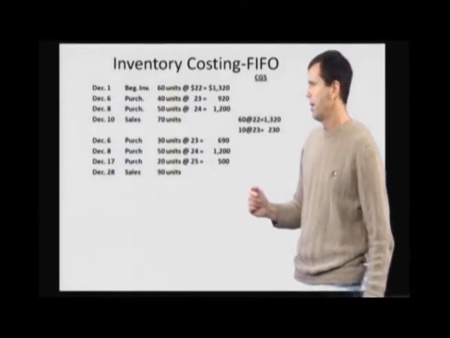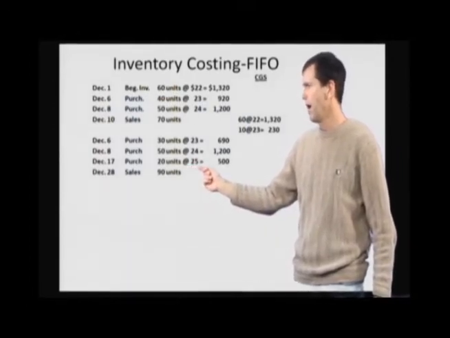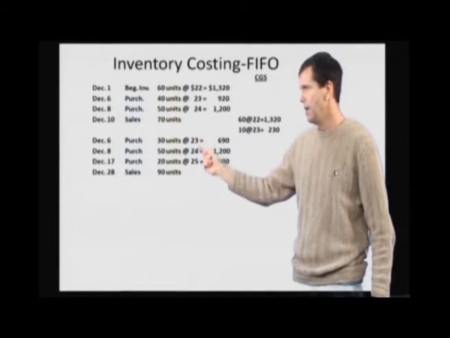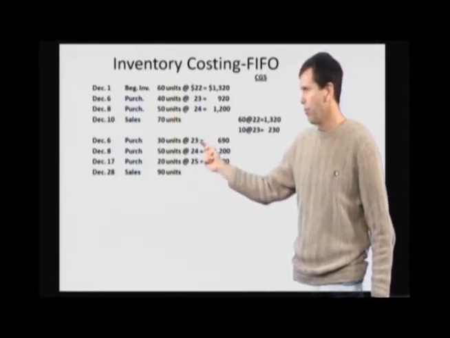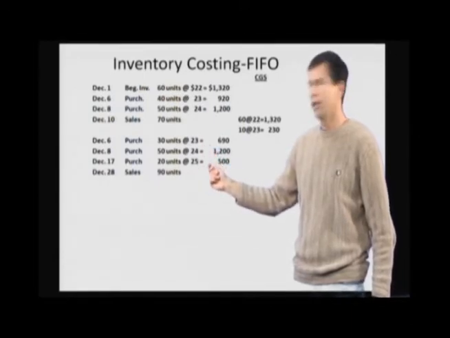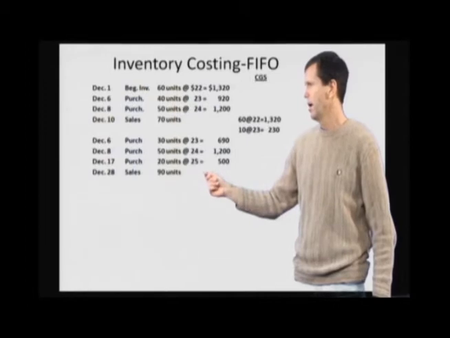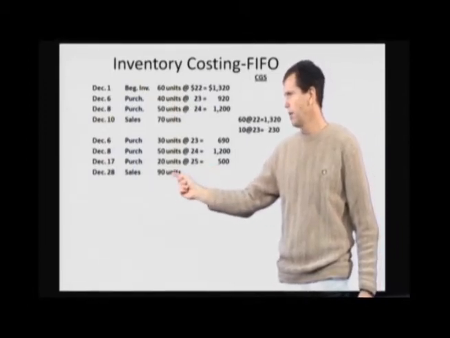And we made another purchase on December 17th. We made a purchase of 20 at $25. So we just add that to our previous inventory layers. So now we can say we have 3 layers of inventory, $23 ones, $24 ones, and $25 layers. And then on December 28th, we made a sale of 90 units here.